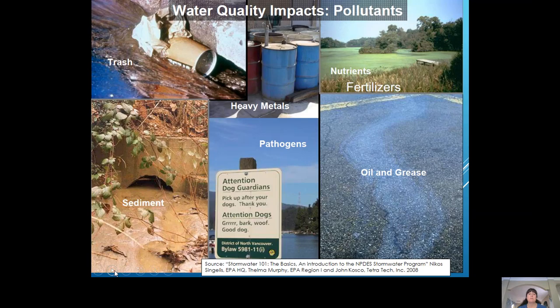Here are some other types of pollutants that you could be talking about. Trash, any trash is considered a water pollutant. Fertilizers and nutrients, we're going to talk about that in a little bit. Oil and grease, heavy metals, pathogens, and sediment. All right, these are some things that are considered stormwater pollutants and can contaminate our water supply.